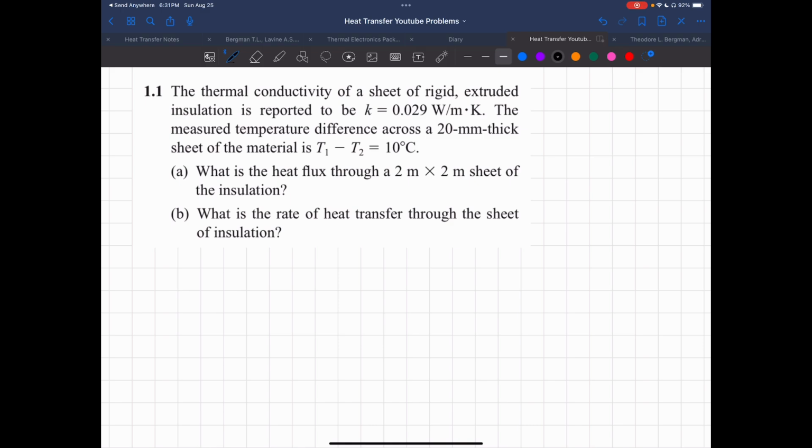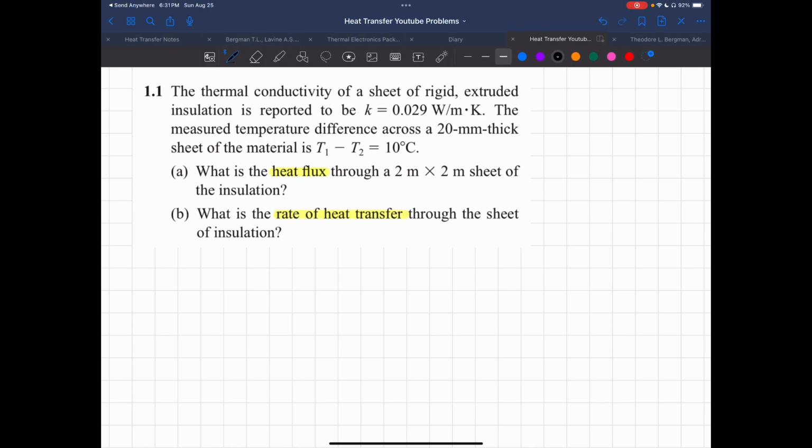So part A says, what is the heat flux through a 2 meter by 2 meter sheet of the insulation? And part B says, what is the rate of heat transfer through the sheet of insulation? And we should notice here right away that we're asked for heat flux versus rate of heat transfer. So they're not the same thing.